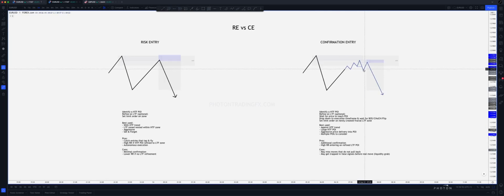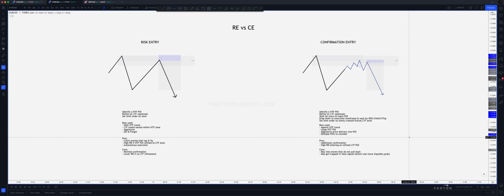And then finally, you can get trapped in false signals, where price gives you that first initial confirmation entry and then pushes higher and deeper into the zone before you get the real move, as it was just a liquidity grab. And that's really it: the main differences between risk entry and confirmation entry. But this is something you'll get used to with time and experience as you test more.